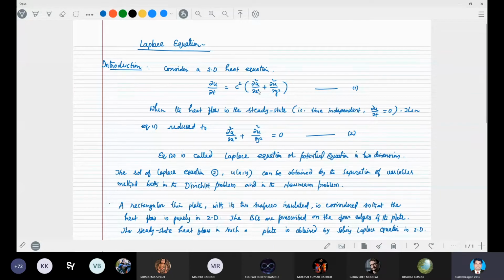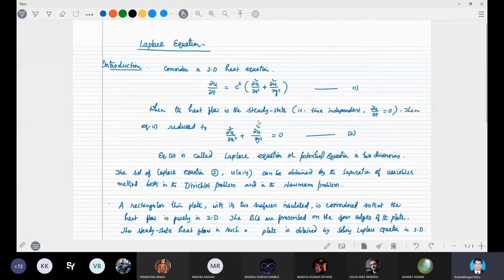Suppose the temperature distribution is independent of time, which is called the steady state condition. In such a case, ∂u/∂t becomes 0. Therefore, this two-dimensional heat equation becomes ∂²u/∂x² + ∂²u/∂y² = 0. This is called the Laplace equation.